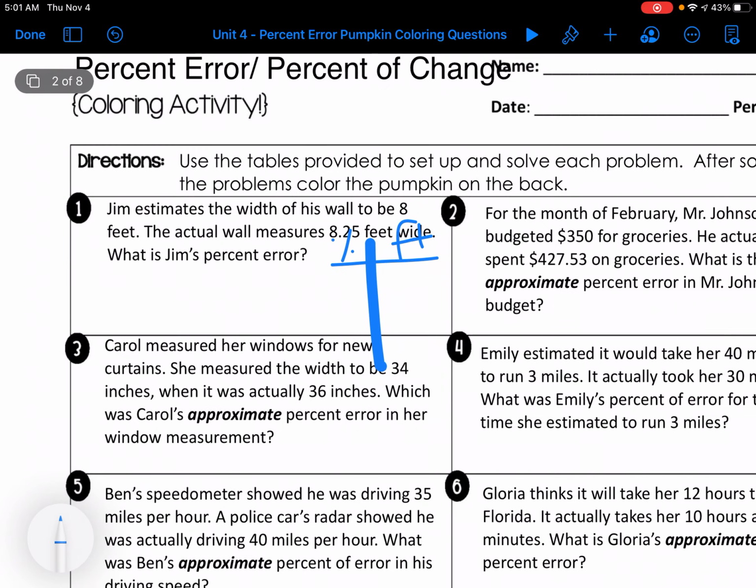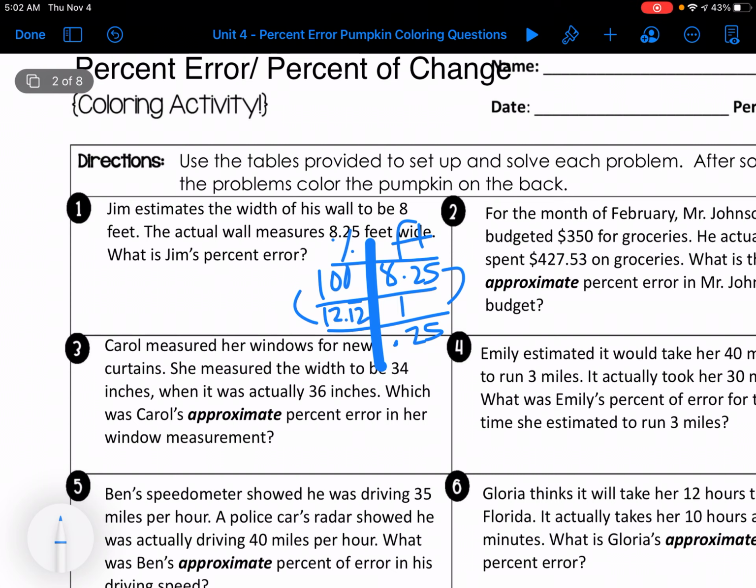So I know that 100% is what he actually had, which was 8.25. And I want to figure out how far off he was. He was 0.25 feet off. So I'm going to divide by 8.25. So on my calculator, I'm putting 100 divided by 8.25. And I get 12.12 repeating.